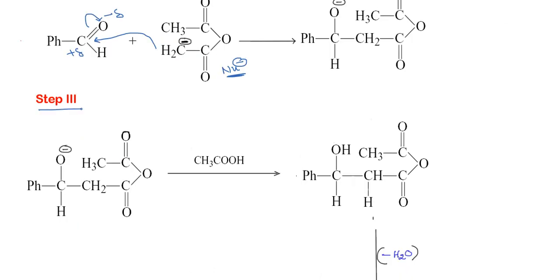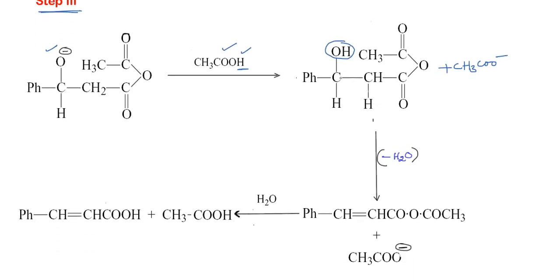In step 3, the product which is formed in the above reaction reacts with acetic acid. Acetic acid will provide this hydrogen because it is now stronger, so it will take away this hydrogen atom from here, and this O minus is converted into this OH group, plus we get CH3COO minus.